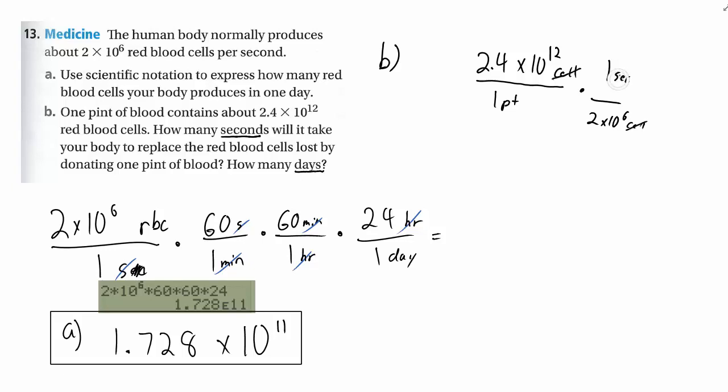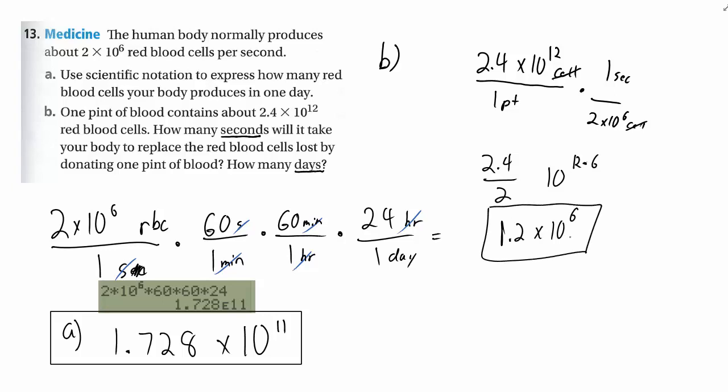So that means to produce 1 pint of blood, if you divide these numbers, we know that many seconds. I divide the coefficients, 2.4 over 2. That's easy enough to do in my head, 1.2. And then 10 to the 12th divided by 10 to the 6th, you subtract the exponents. So that's times 10, and 12 minus 6 is 6. So it's 1.2 times 10 to the 6th. Don't forget units, seconds. And the same as before, I left off my units here. Let me make sure I write them.